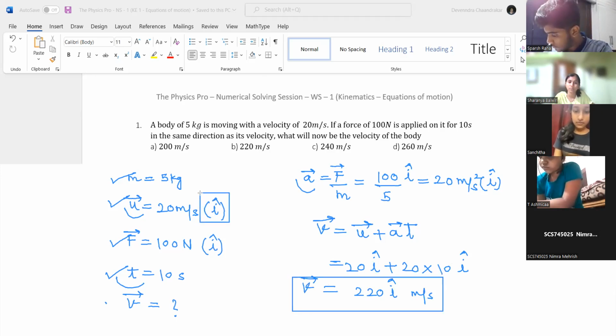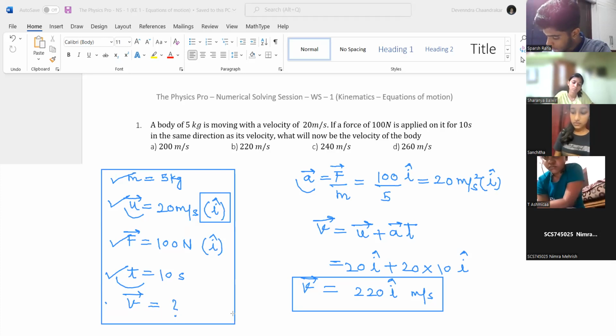Now what did I assume here? I assumed i cap as a direction. So don't hesitate to choose a direction until and unless it is not strictly mentioned. Understood or not? And follow vectors to the T. Vectors follow karna hi hai, right? All of you have to follow the vectors. So this was one thing. So first step is, right, all of you.